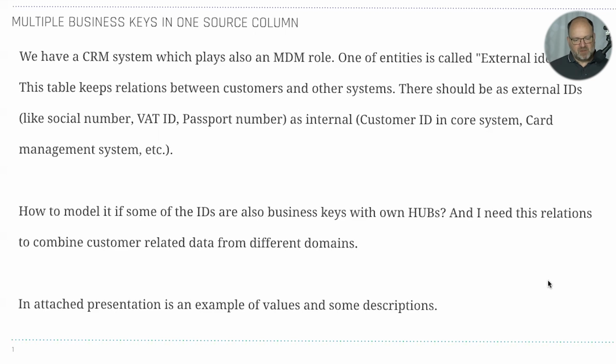This table keeps relations between customers and other systems. There should be an external ID, such as social security numbers, VAT IDs, passport numbers, and internal IDs, like the customer ID in the core system, card management system, etc. How to model it if some of the IDs are also business keys with their own hubs? And I need these relations to combine customer-related data from different domains.